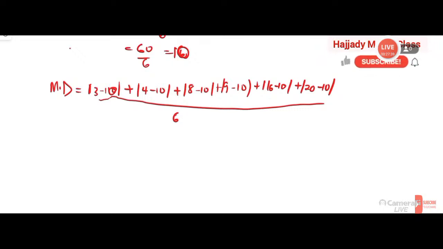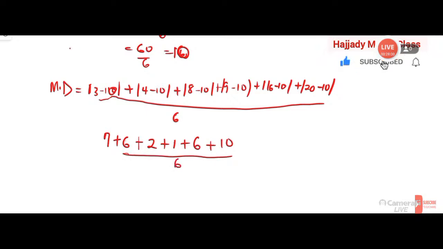So calculating this now, using the value given to us there, 3 minus 10 is going to be negative 7. Taking the absolute value of that is going to be positive 7. 4 minus 10, you are going to have 6, plus 2. Don't forget, you are taking only the positive value because of the presence of the absolute value, plus 1, plus 6, plus 10, all over 6. And this is going to give us 7 plus 6 is 13, 15, 16, 22, 32. So here we are going to have 32 over 6. And that should give us 5.3 something.